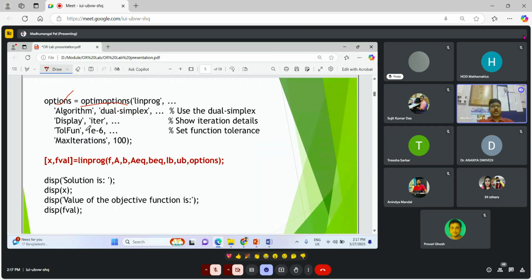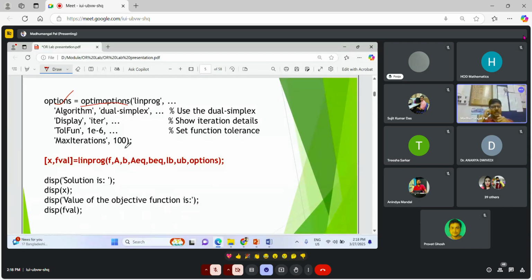Then there is the tolerance. 1e-6 means 10 to the power minus 6, so the tolerance level is 10 to the power minus 6. We can increase or decrease the tolerance level. And we can also insert the maximum iteration number. It generally happens that if your problem needs, say, 10 or 12 iterations and you have written 100 iterations here, there is no problem.